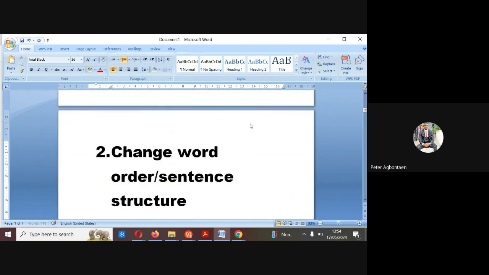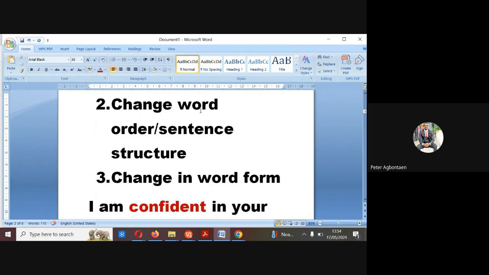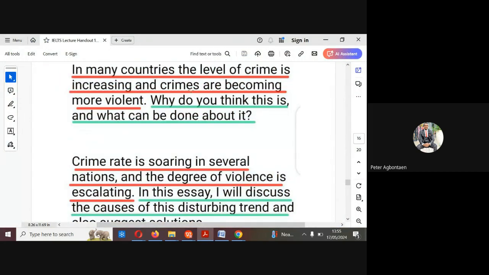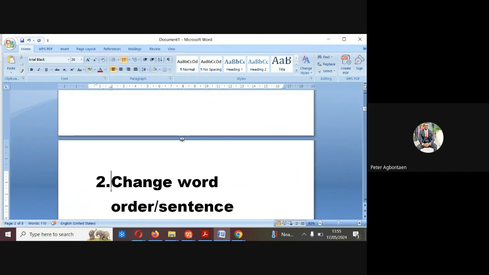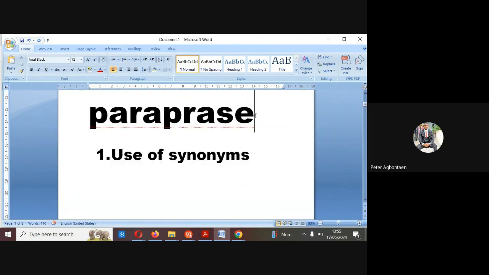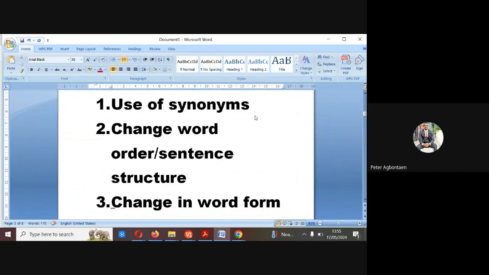But again, that's not the only thing that I did. In this example, I also changed word form. Now let me show that to you. In the original question, you have where it says and crimes are becoming more violent. So the word violent is used here. Violent is an adjective. But in my response, I said the degree of violence is escalating. So I use violence in place of the adjective violent. So this is the meaning of change in word form. So you can see that these three things that I explained to you are manifesting in the example I just showed you. I use synonyms. I change sentence structure. I also change word form. So that's how you paraphrase.